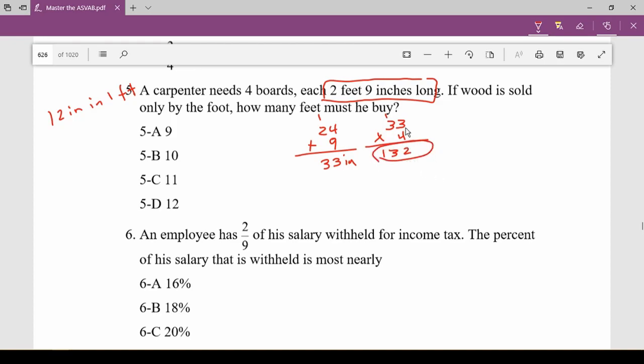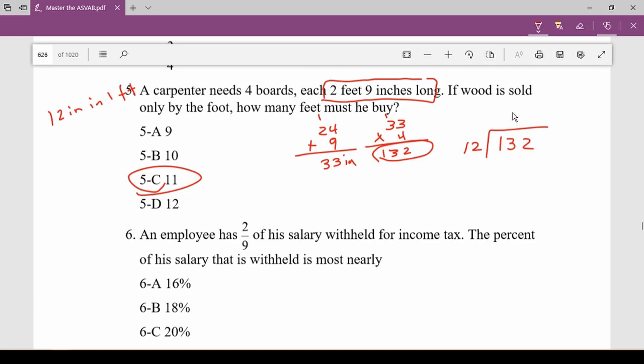For this length of 4 boards? So we're going to take 132 divided by 12. Now, if you memorized your times tables, you would know that 12 times 11 is 132, and you would be done. Again, that's a little tip that would help you finish this problem more quickly. But if you didn't know that, let's go ahead and work it out by hand.